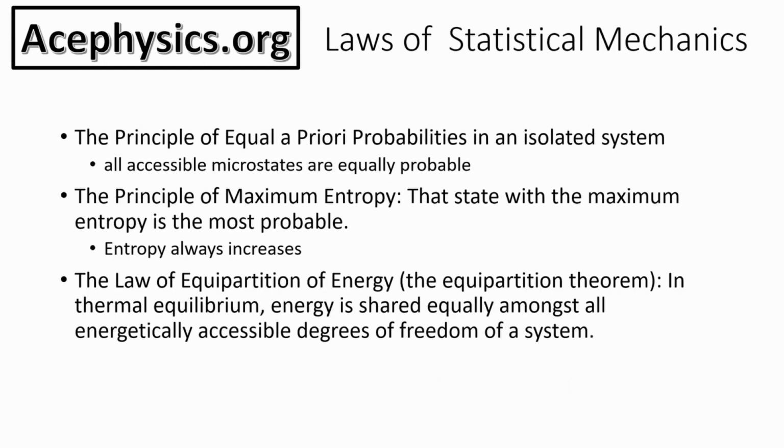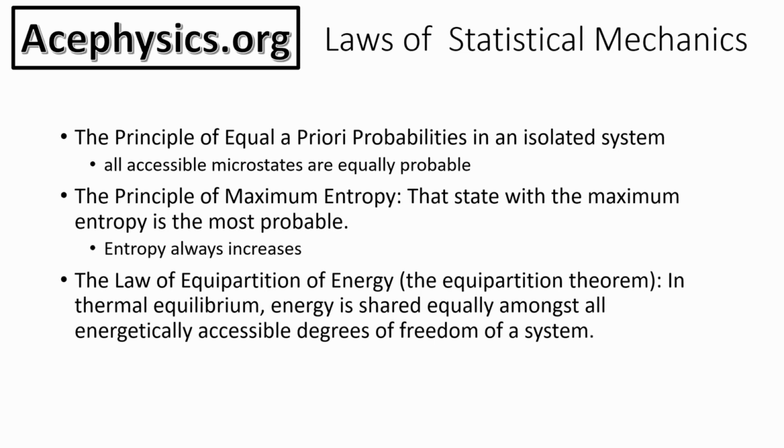The laws of statistical mechanics are a little more abstract. I'm just going to read through them briefly. To really understand these, you probably need a concrete example in the back of your mind. One of the laws is the principle of equal a priori probabilities in an isolated system. This says that all accessible microstates are equally probable.